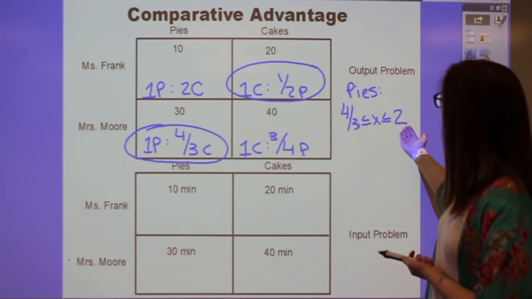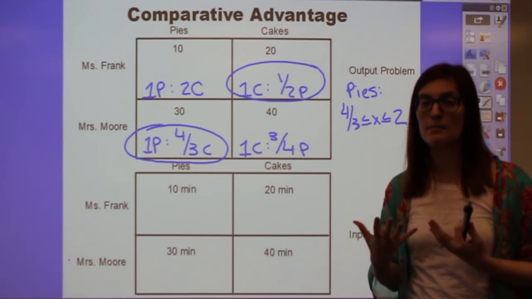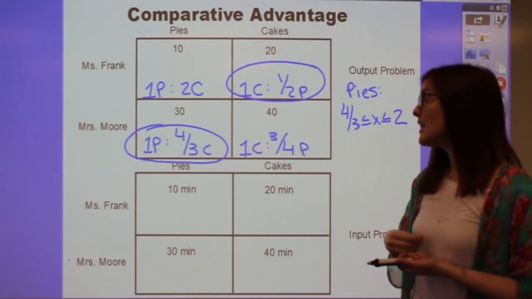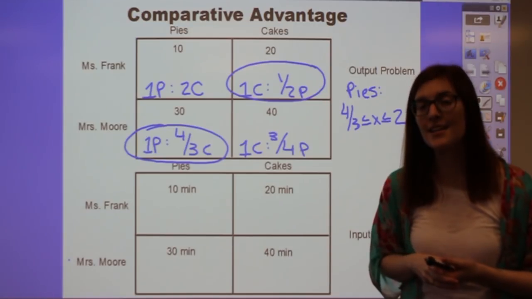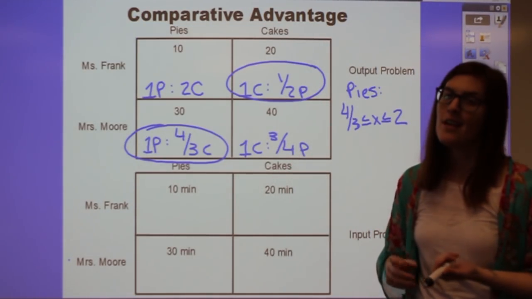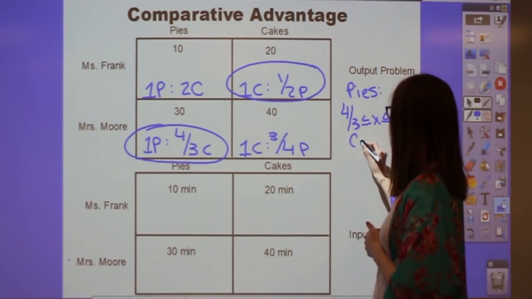So the buyer, the higher opportunity cost, wants the lowest number possible because that means they're not paying as much for the good. The seller, the lower number, wants the highest price possible because the higher the price, the more profit they make. Then I'm going to do the same thing for cakes.